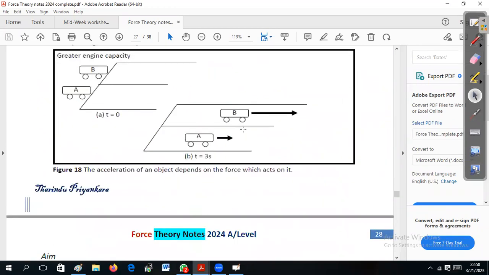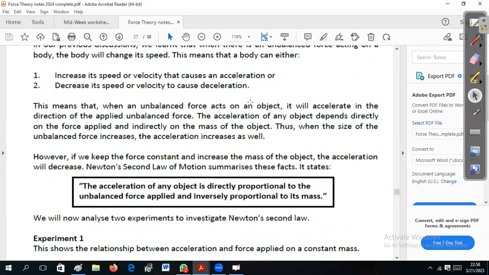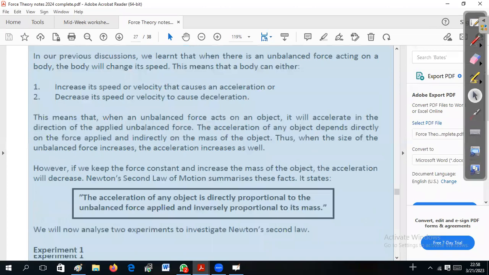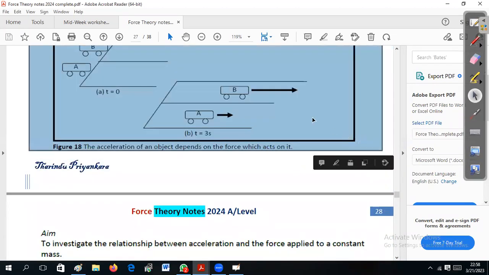So just read only the page number 27, this part only. Read this part in one go, quickly, page number 27, really quickly, like within taking only 2 minutes.